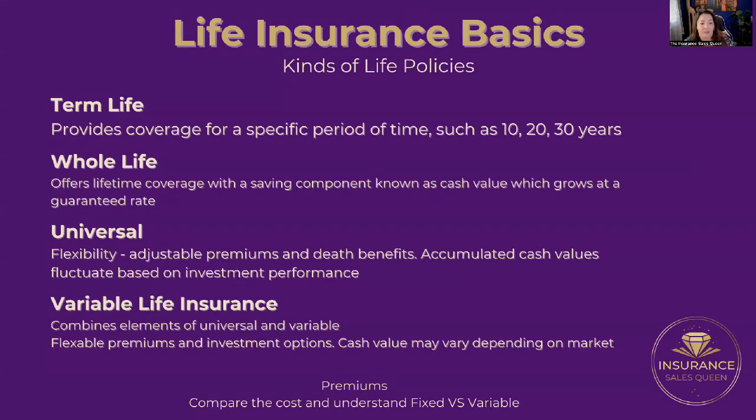Universal life insurance. So this one has a lot more flexibility into it. You've got adjustable premiums, death benefits, accumulated cash values. They're going to fluctuate based on investment and performance. Next up is variable life insurance. So this combines elements of universal and variable. So you're going to have your flexible premiums, different kinds of investment options. Cash value can vary depending on the market.